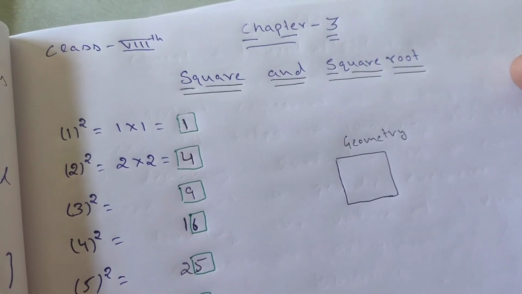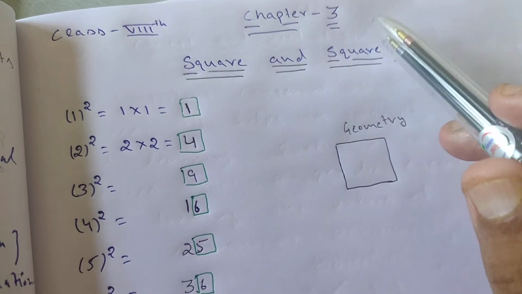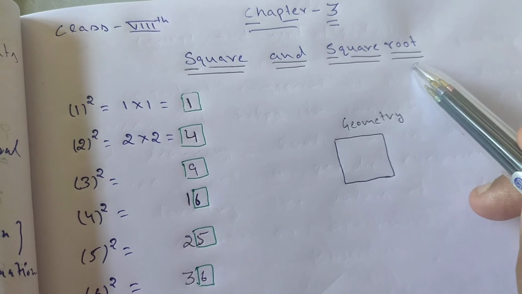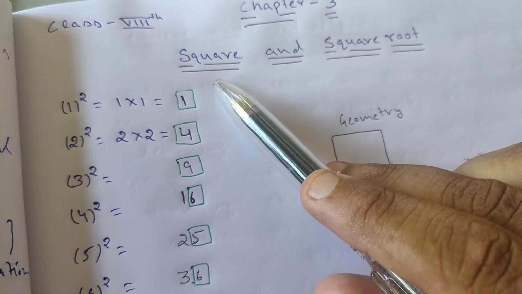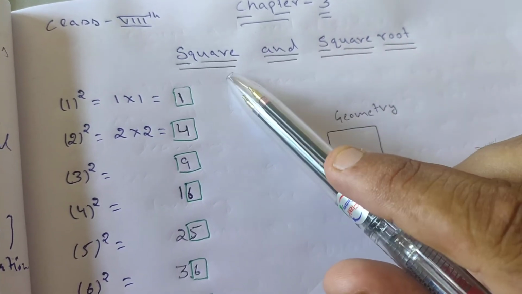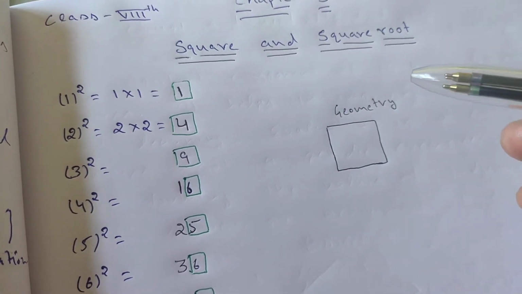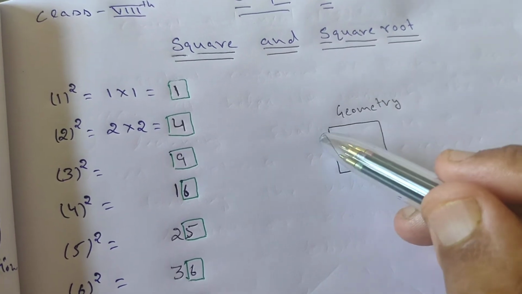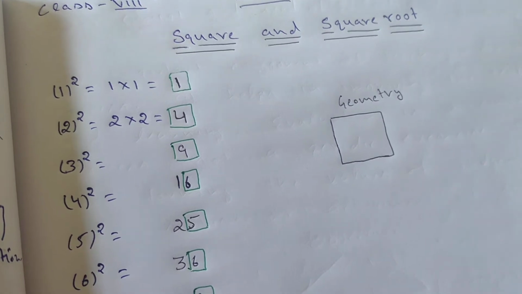Today we are doing chapter 3. The chapter name is Square and Square Root. Firstly, we will learn what a square is. When we hear the name square, a picture comes to our mind. It is this type of square, which we are going to study.